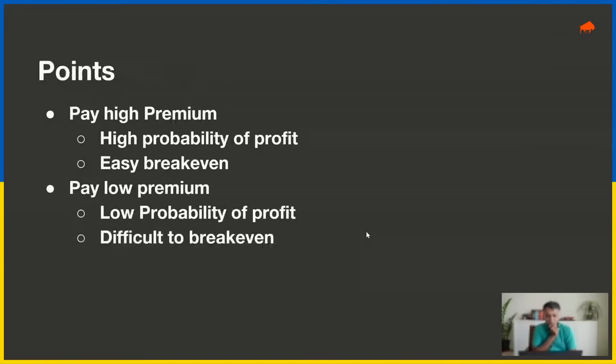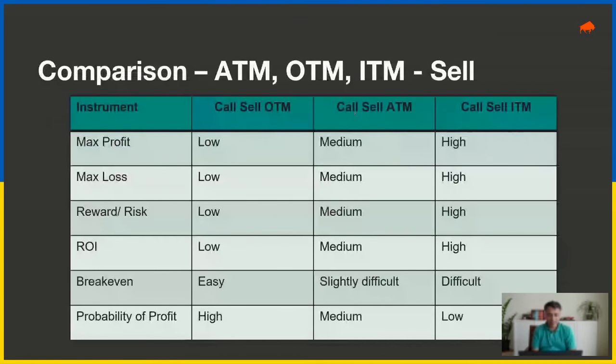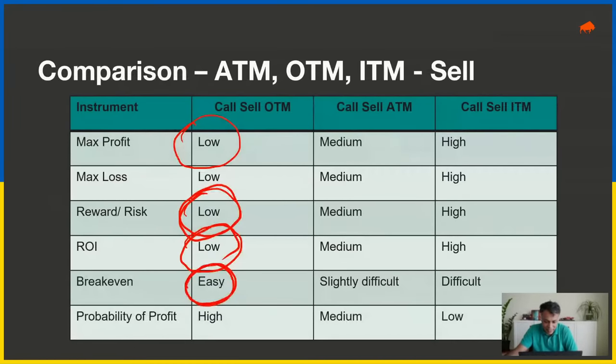So now again we go back to this comparison. OTM, that is very defensive, has a low max profit, right? It also has a low risk reward because nobody will give you quality money for saying I don't know where the market will go, therefore let me go sell far out here. I shudder at that thought. ROI is of course low, right? Breakeven is easy, but again it is lazy easy. You are thinking it's easy because 2.5% is nothing on a bad day, the market will go there and you'll regret it. Probability of profit is high, but honestly I am not a fan of this business of selling very far OTM options and hoping nothing will happen.